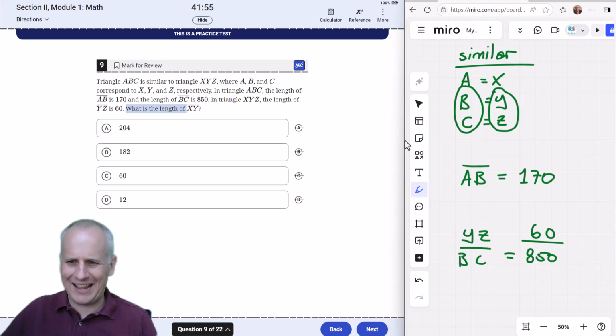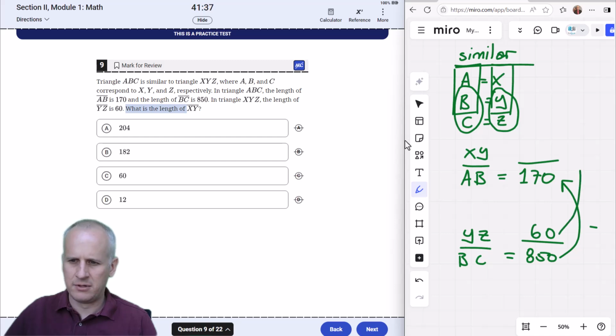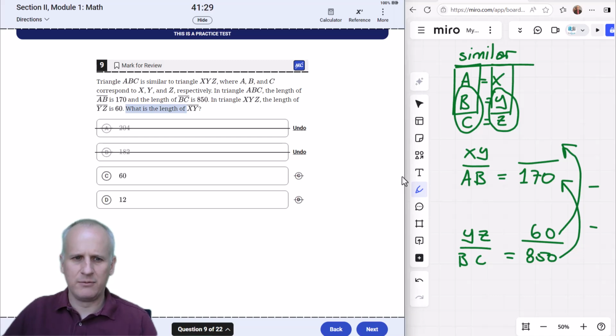So whatever XY is going to be, because again, AB here, and I'll just use a little box to indicate the distinction, is going to be corresponding or proportional to XY. So we know that from 850 to 170, we've had a decrease. We'll just indicate that with a minus sign. So from 60 to whatever XY is also has to go down. I don't need to solve for this. So 204 is above 60. 182 is above 60. 60 is equal to 60. So our correct answer is 12.